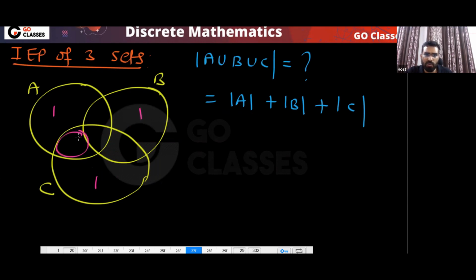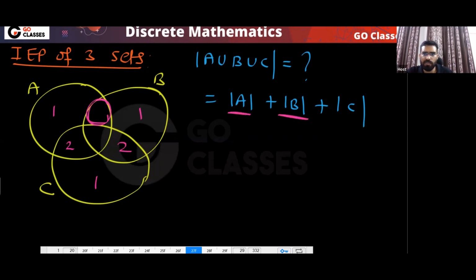See, this area I have counted in A and B. This area I have counted in A comma C. So this area I have counted two times. This area I have counted in C comma B: in B also and in C also. So this area I have counted two times. And this area I have counted in A also.